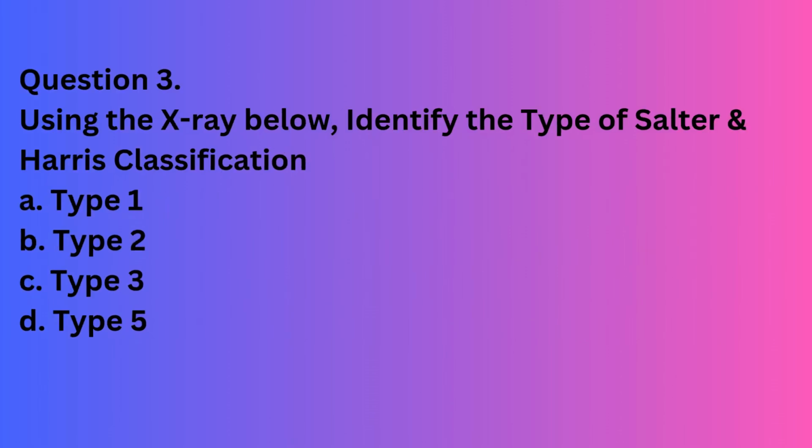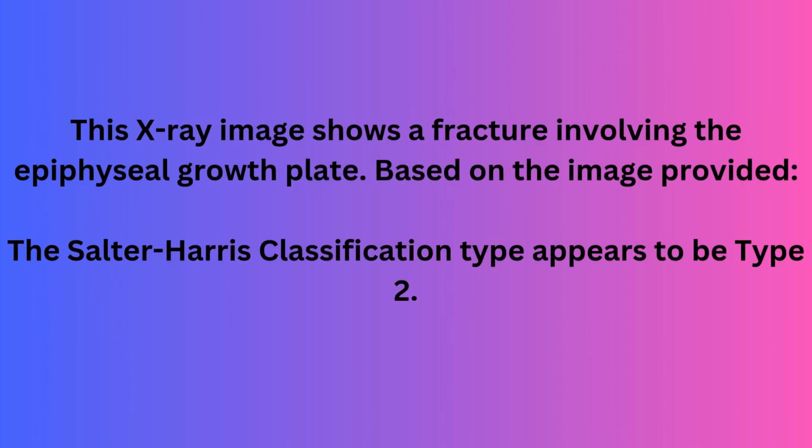Question 3. Using the X-ray below, identify the type of Salter-Harris classification. A. Type 1. B. Type 2. C. Type 3. D. Type 5. This X-ray image shows a fracture involving the epiphyseal growth plate. Based on the image provided, the Salter-Harris classification type appears to be type 2.